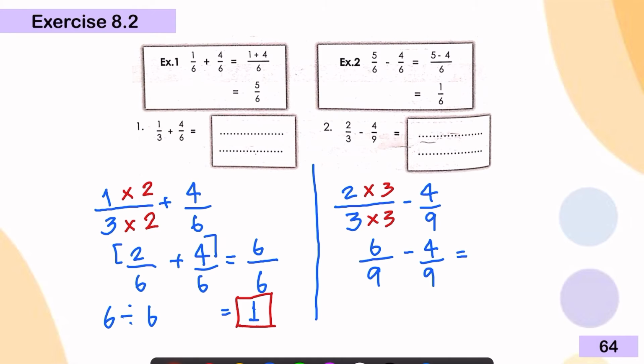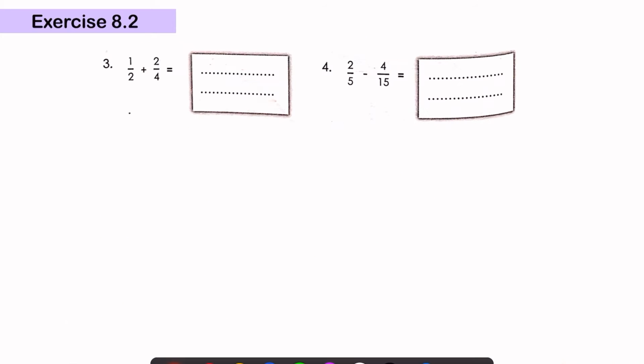Okay, so we have the same denominator. So when the denominators are equal, you can subtract fractions. You keep 9 for your answer and subtract the numerators. Okay, 6 minus 4 is 2. Now let's see number 3. Step number 1, check the denominator first and you can see the denominators are not equal. So I have to make them equal by multiplying.